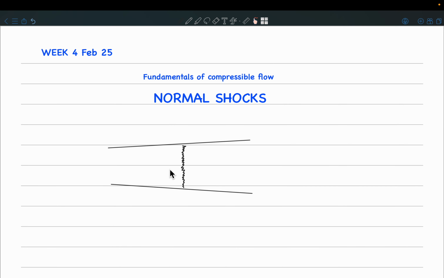Okay, so I'll just brief the basic equations that we use for normal shocks. So here I've considered a very general variable area duct, and here we have a normal shock. So if we can just consider a small control volume around this shock.